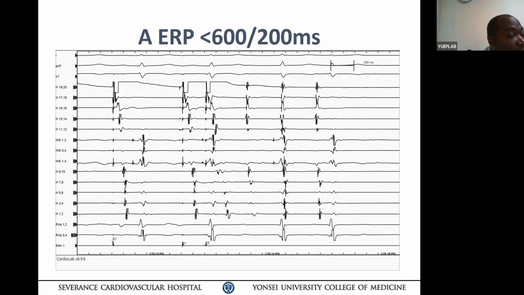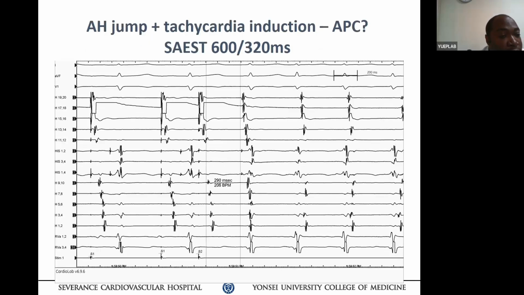And atrial ERP was less than 600, 200. So during single extra atrial testing at 600, 320, here we notice that there's an AH jump of 290 milliseconds. And then there's a beat here, and then it initiates a tachycardia. Now, this is the AH jump.